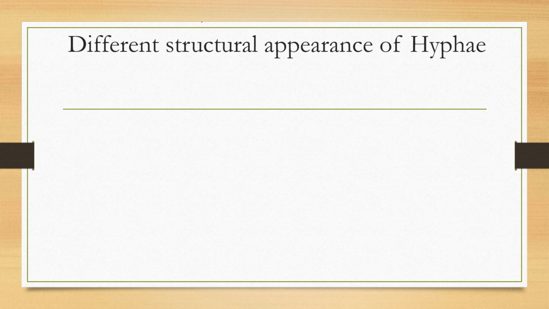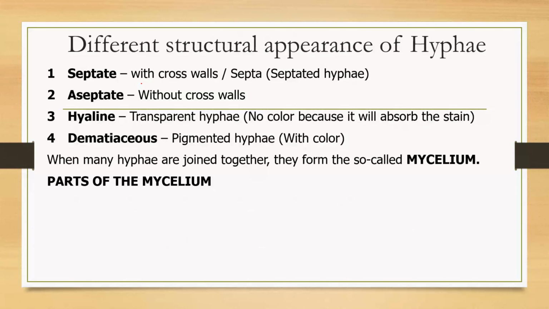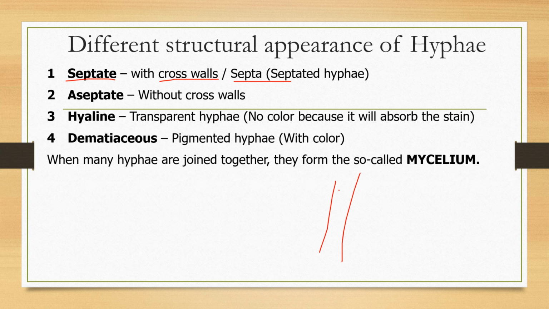Let's continue. Let's talk about the different structural appearance of your hyphae class. There are four types of hyphae or four structural appearance of hyphae. The first one is your septate. Now, when you say septate, they are with cross walls or septa. So, imagine this is your hyphae. If you see cross walls or basically parang layers class, they are known as septated.